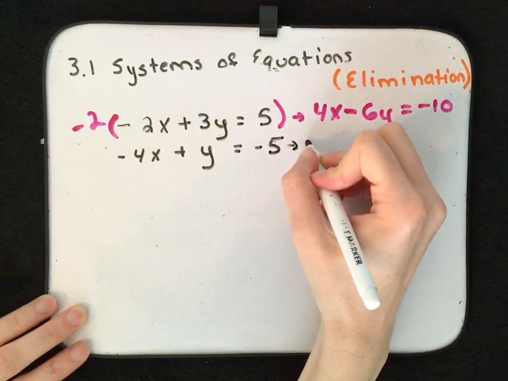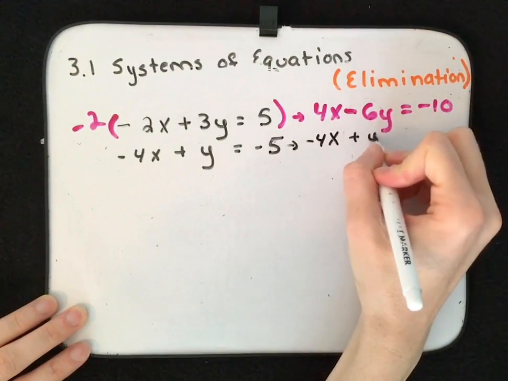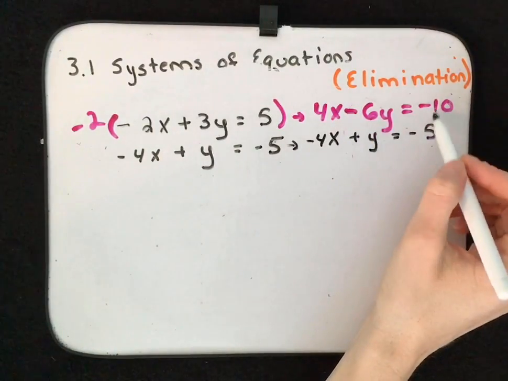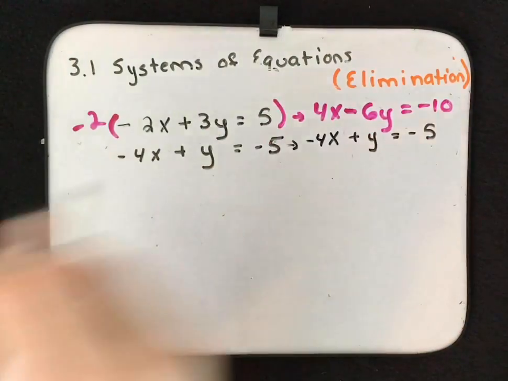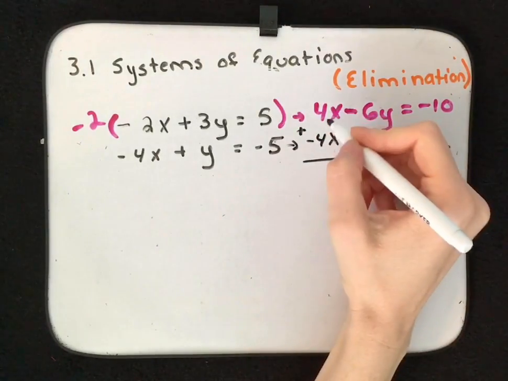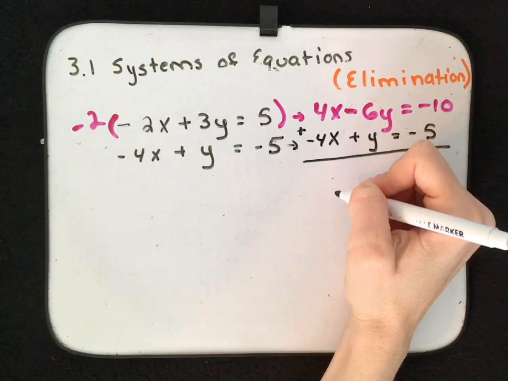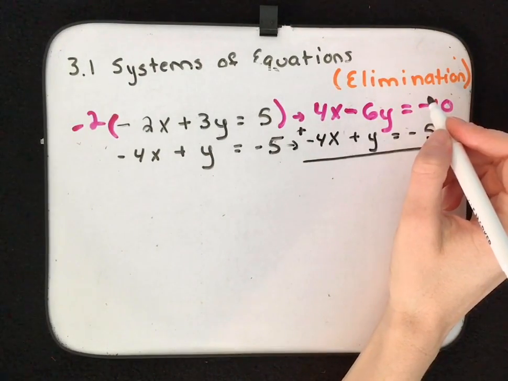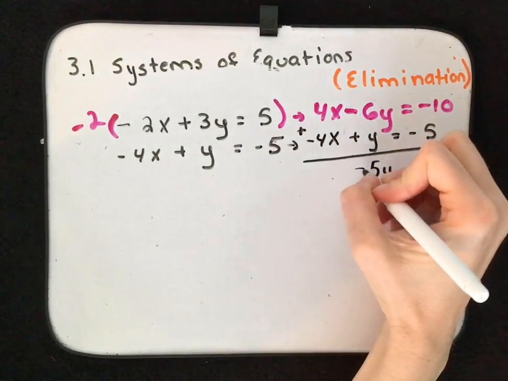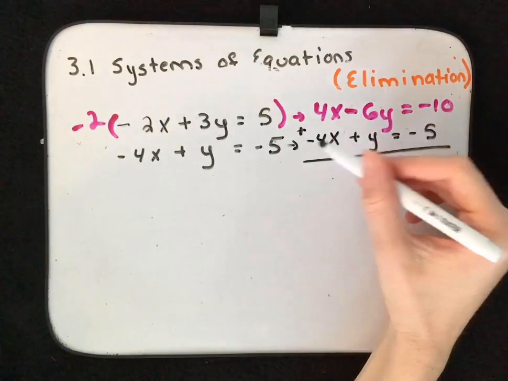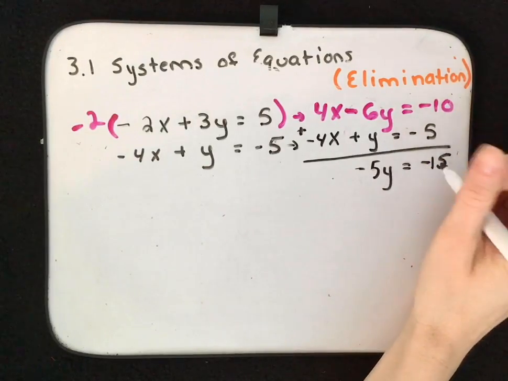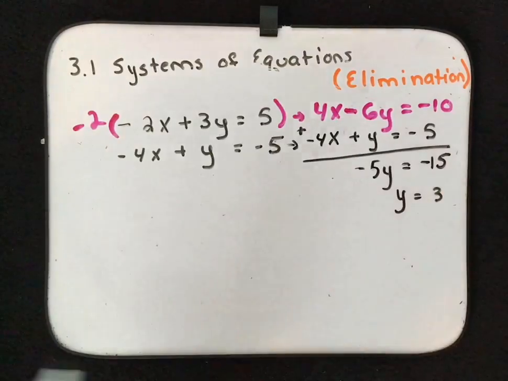So this just comes straight over, negative 4x, making sure that we have everything nice and lined up. There we go. Notice the x's are lined up, the y's are lined up, and the constant values are lined up. Now we can add. 4x plus negative 4x, that's 0, that goes away. Negative 6y plus y, well, negative 6 plus 1 is negative 5. Negative 10 plus negative 5, that's going to give us negative 15. Divide both sides by negative 5, and we get y equals 3.